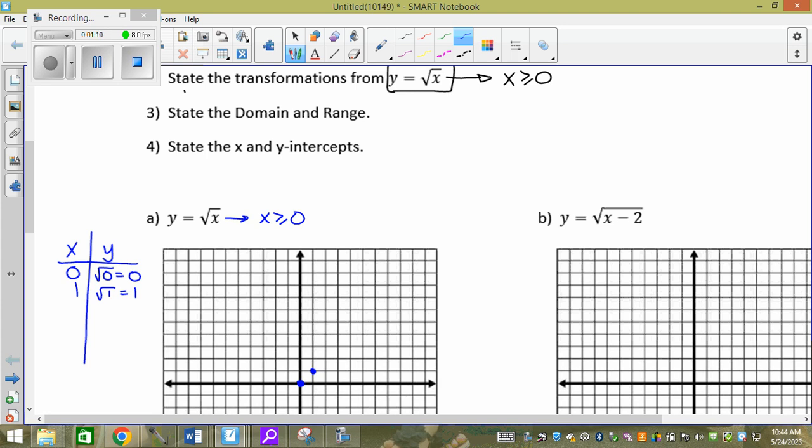If I use 2, I get square root of 2. So I'm going to use 4 because it's nicer, because the square root of 4 is 2. It's a nice whole number. Could I use the other ones and just plot decimals? Yep. Next one I'll go to is 9. Square root of 9 is 3.